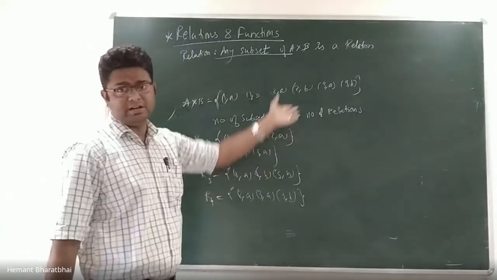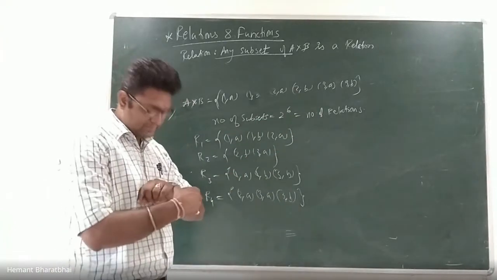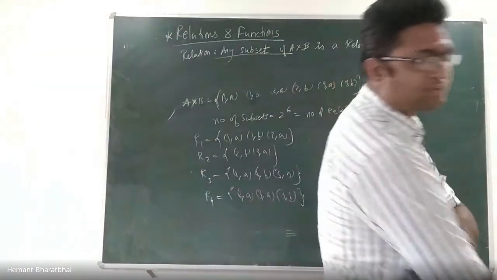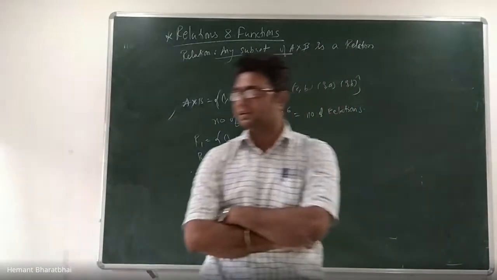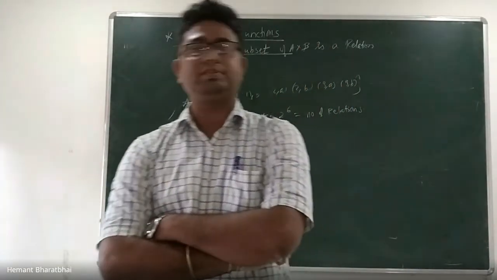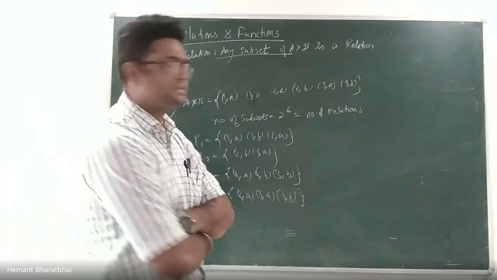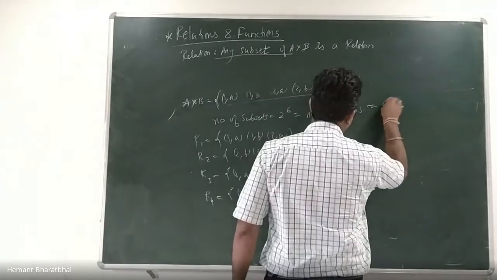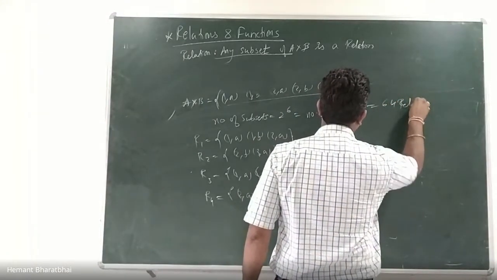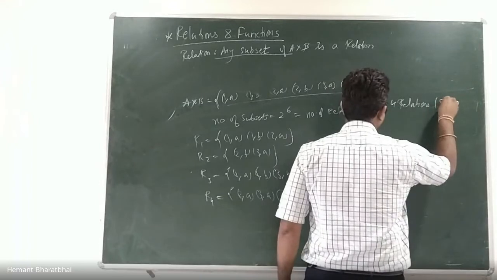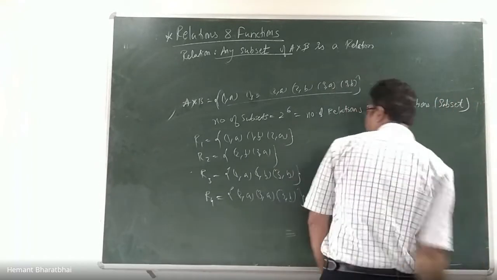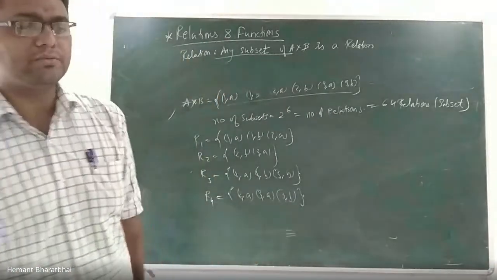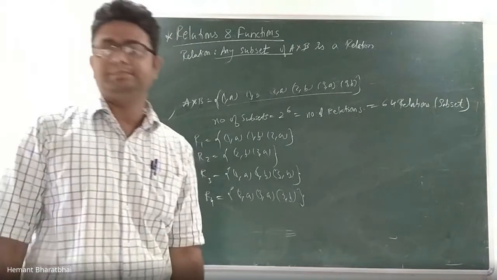Like that, how many relations can I make? 2 raised to 6, which we have written as 2 raised to 3 into 2 raised to 3, means 8 into 8, that is 64 relations. So I can make a total of 64 relations or 64 subsets. Each subset of the Cartesian product of two sets will be called a relation.